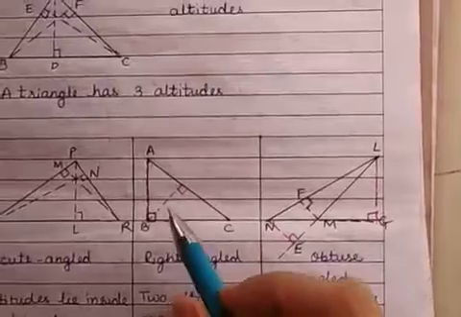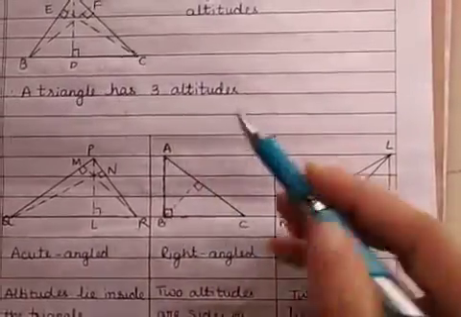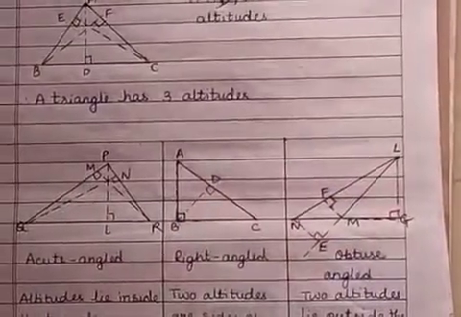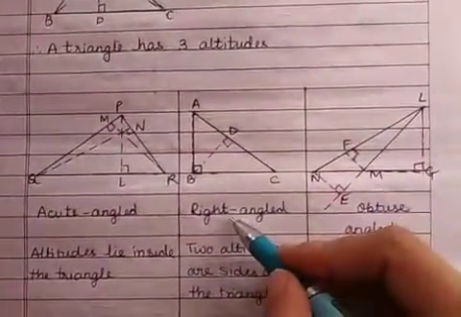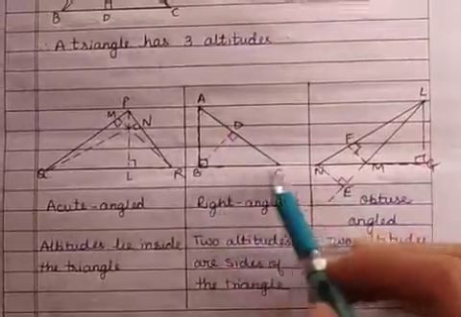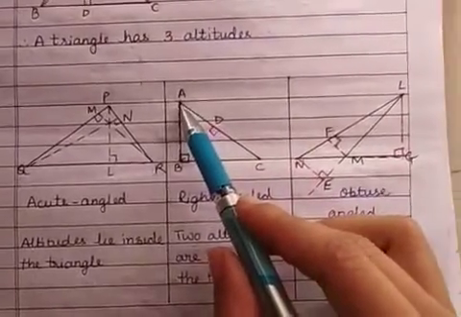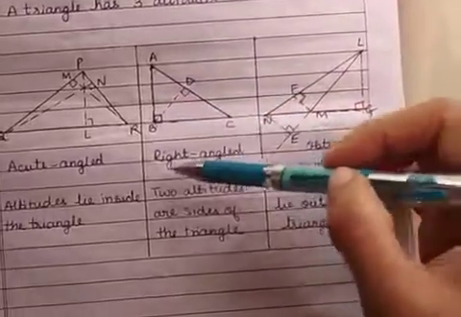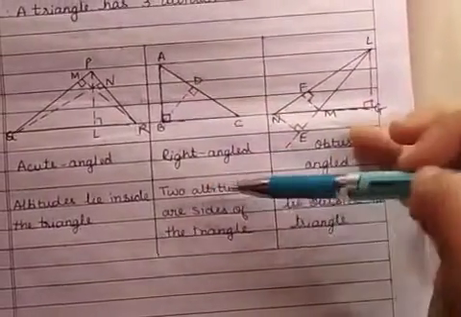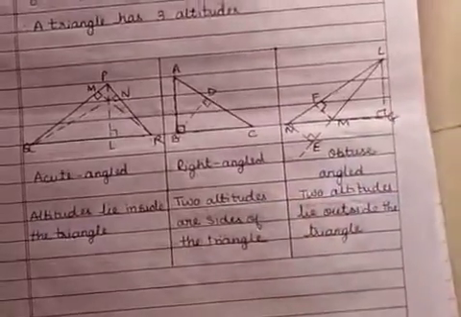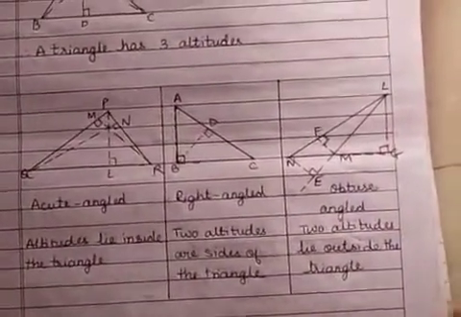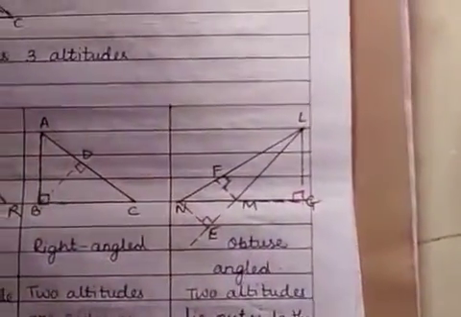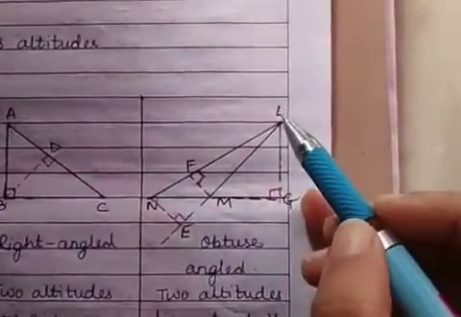So which are the three altitudes? AB, BC and say this is BD. You will observe that in a right angle triangle, two altitudes are the sides of the triangle itself, right? AB and BC are the sides of the triangle. So in a right angle triangle, two altitudes are sides of the triangle. Now let us take an obtuse angle triangle. What happens in an obtuse angle triangle?